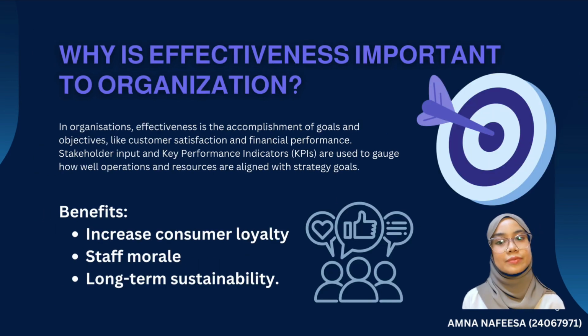Okay, next slide. In this slide, I will be explaining about the meaning of effectiveness and its benefit to the organization. What is effectiveness? Effectiveness is fundamentally about accomplishing our aims and objectives. This can involve anything from financial performance to consumer satisfaction. It involves making sure that our resources and activities are in line with our strategic objective, and we frequently gauge this alignment using key performance indicators or KPIs and stakeholders' input.